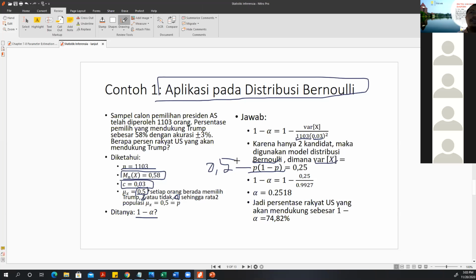And then 1 minus alpha, we can easily compute using this one. We got alpha as 0.2518. And then 1 minus alpha becomes 0.7482, or equivalently 74.82%.